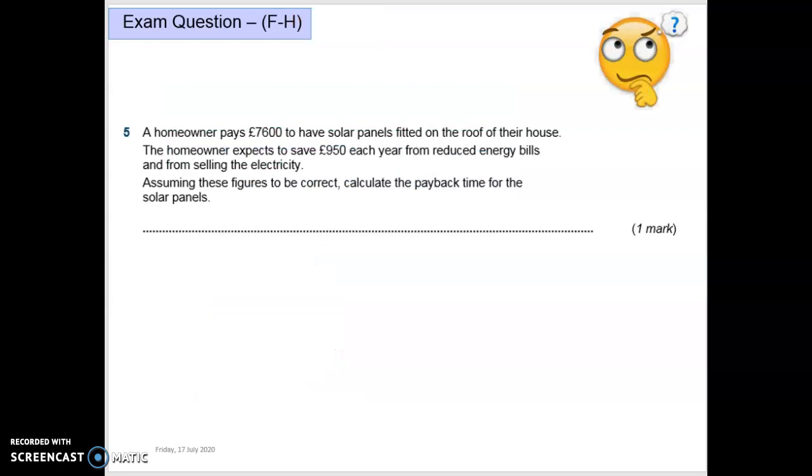Now, a slightly harder question possibly would be this one here. Homeowner pays £7,600 to have solar panels fitted and expects to save £950 each year. So calculate the payback time. This is how much time it would take to pay back the cost of having the solar panels fitted in the first place. So it's not actually that hard. A little bit of calculation to do. Have a go at it and we'll put the answers up.